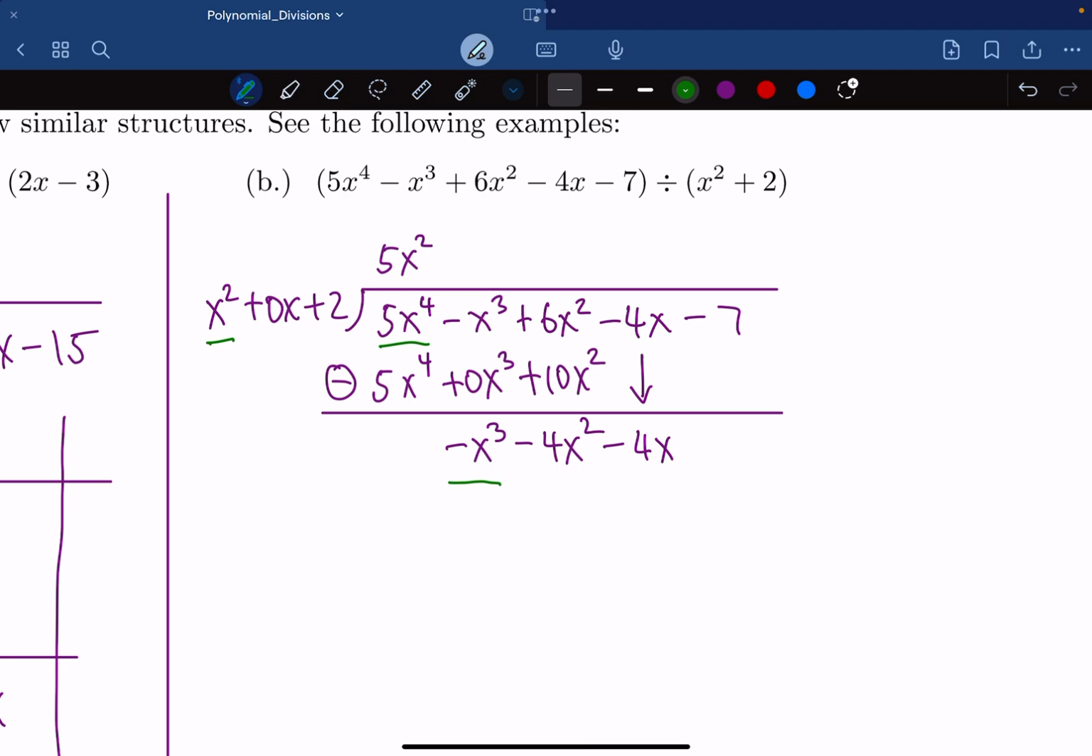What do I need to multiply x squared to get to negative x cubed? Well, I will need a negative x. I want to distribute that to all three terms here. Negative x times x squared is negative x cubed. Negative x times 0x is 0x squared. Negative x times 2, of course, is negative 2x. Subtract.